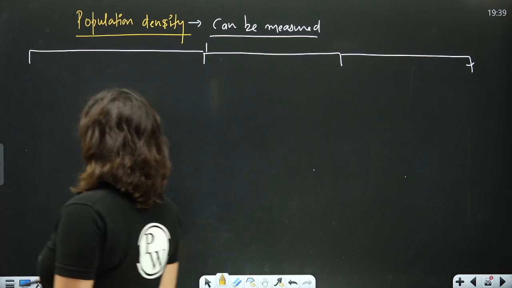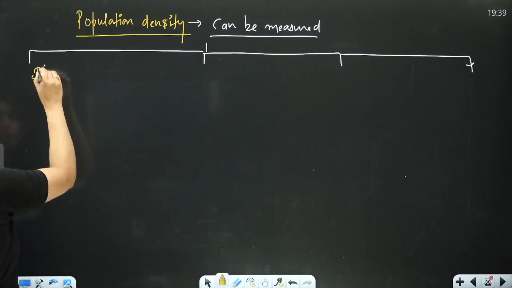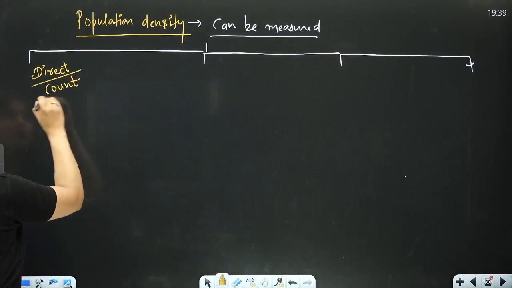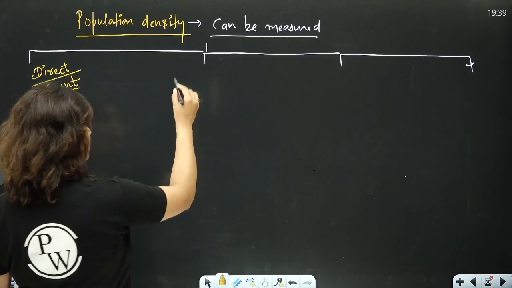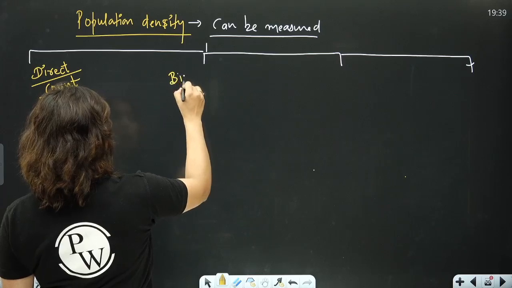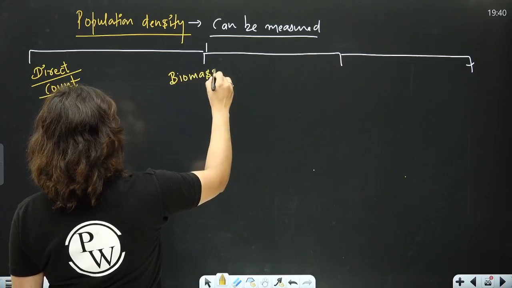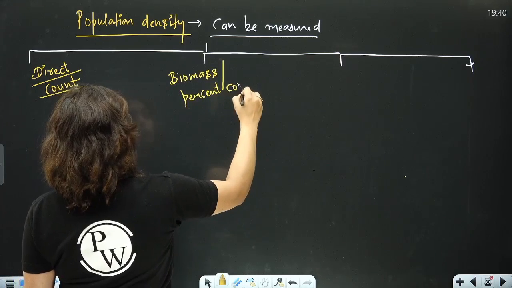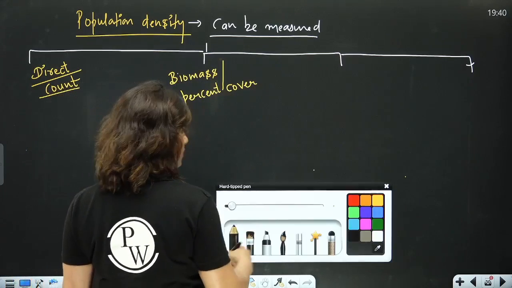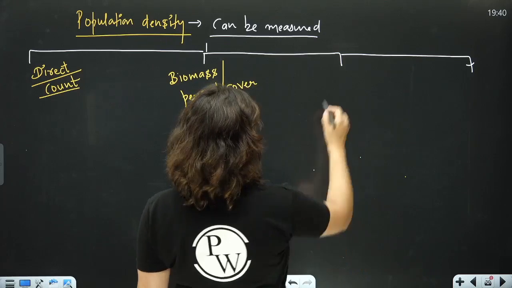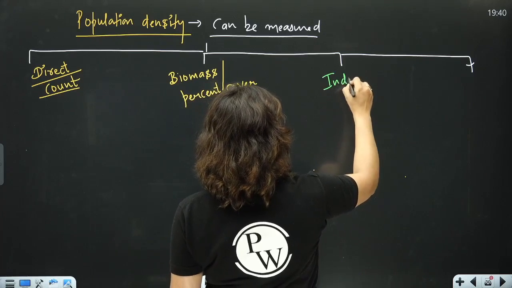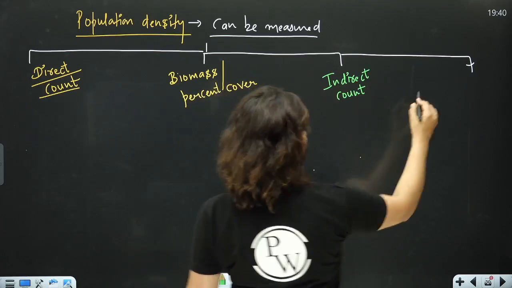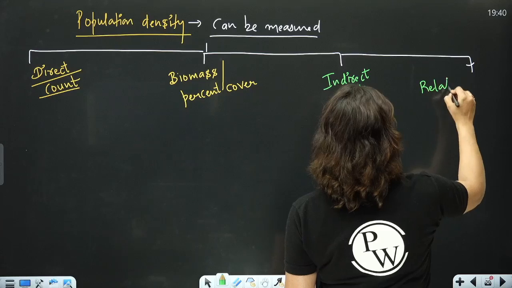There can be a direct count, there can be biomass or percent cover, then there can be an indirect count, or there can be relative density.